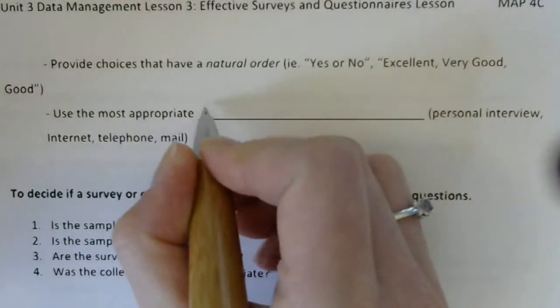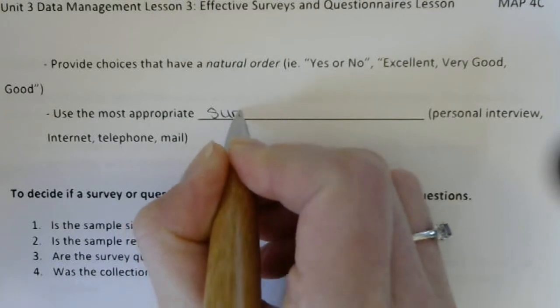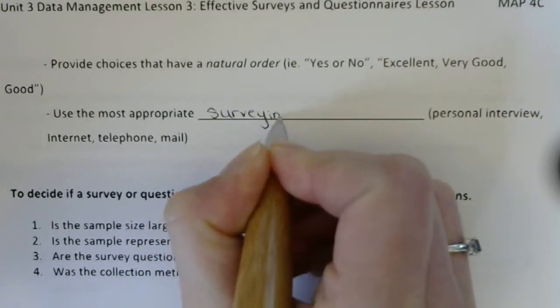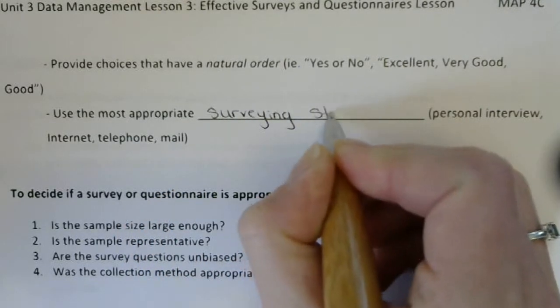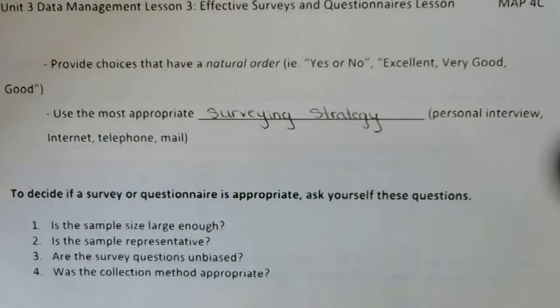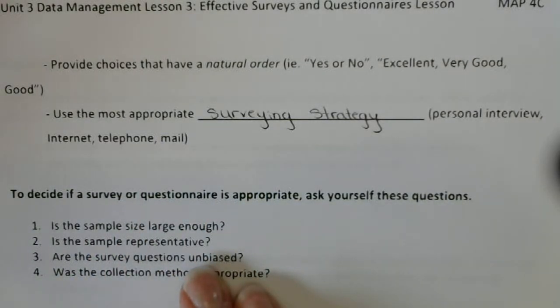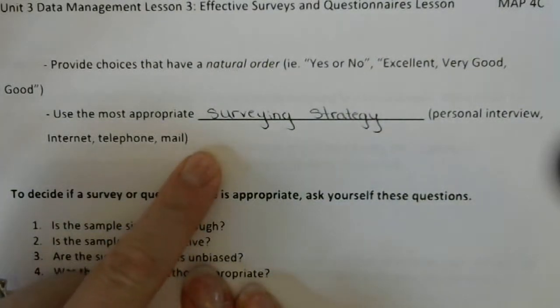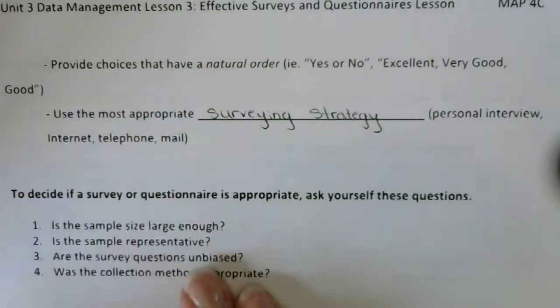And use the most appropriate surveying strategy. So surveying strategy is how are you going to collect your data. So you have made your survey now, your questionnaire. Okay, your questionnaire looks great. You have good questions. Now you need to determine how you are going to survey. Okay. So we're going to talk about this in more detail as well.